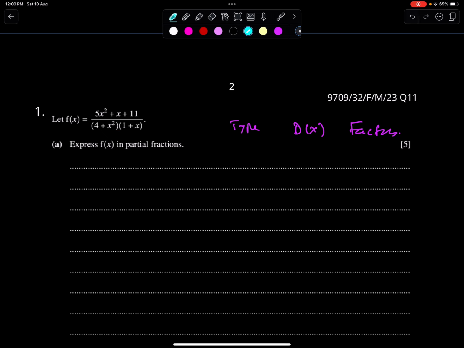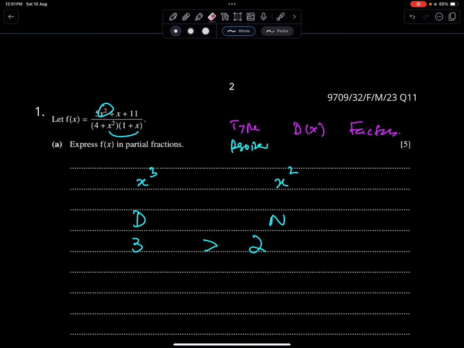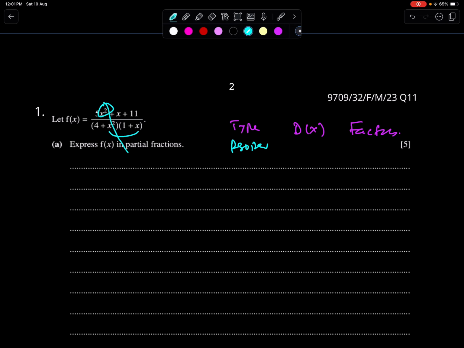So in denominator, the highest power of variable is 3. In numerator, the highest power of variable is 2. Since the highest power of variable in denominator is greater than the highest power of variable in numerator, therefore this fraction is proper. For proper fractions, the highest power of variable in denominator must be greater than the highest power of variable in numerator.